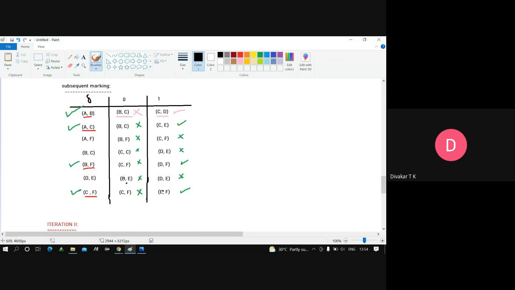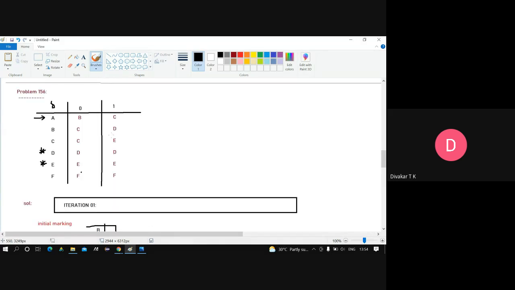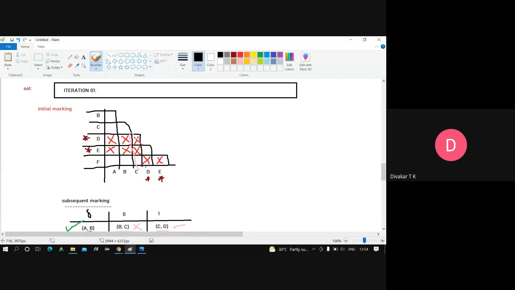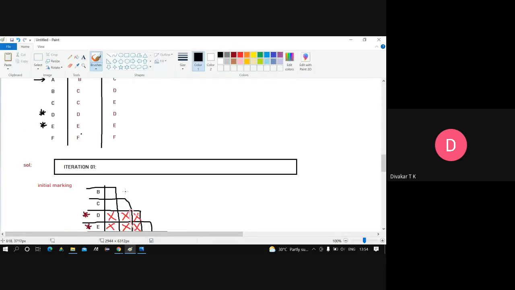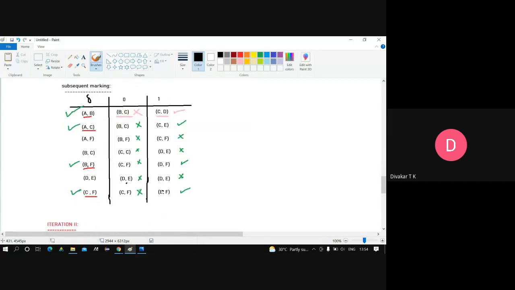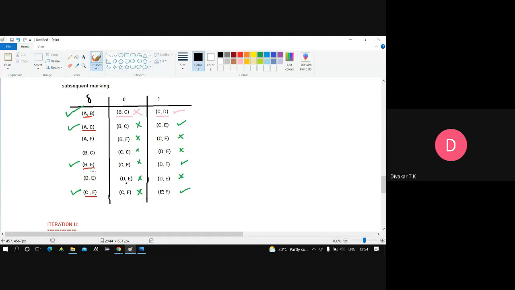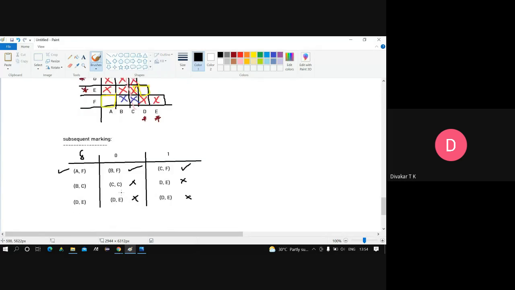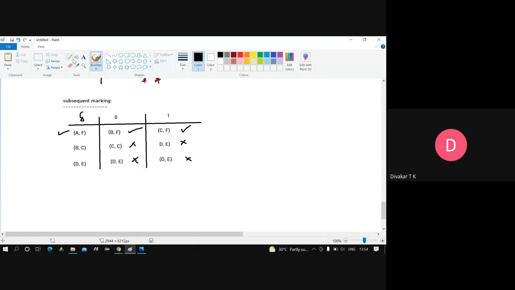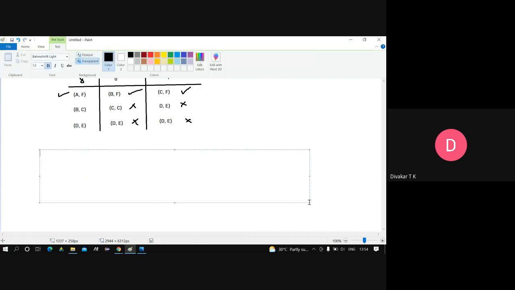Yes, okay. So we'll continue. Analyze it now. First we have taken something called the table filling algorithm. We just filled it. What have we done next? We analyzed it and we have done it here. Yes, okay, fine. You got this answer. Next, you just continue this problem. Subsequent marking is done, so we have to continue this problem now.